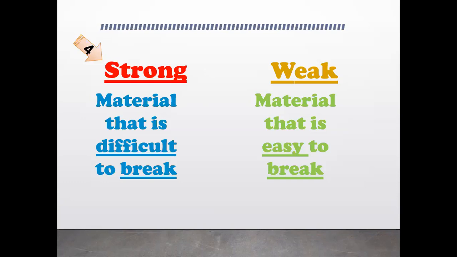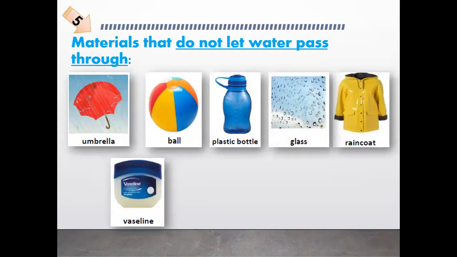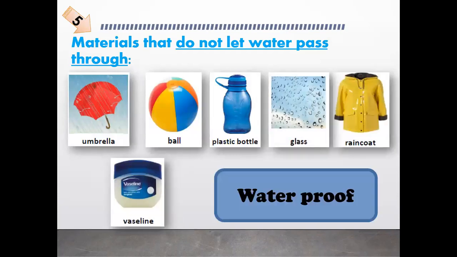So again, we finished shiny and dull, we finished rough and smooth, we finished soft and hard, we finished strong and weak. Then comes the fifth property, which is waterproof. What does it mean by waterproof material? It's the material that doesn't let water pass through it. So it's keeping the water either outside or inside. For example, this umbrella keeps the water outside from the one who is standing under it. So it's not letting the water pass through it. So it's a waterproof material.